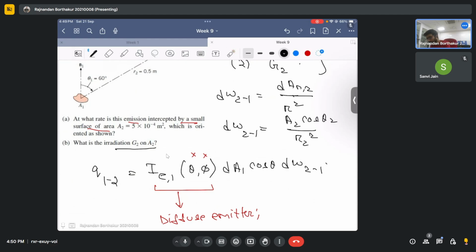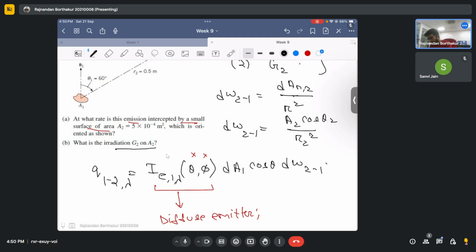It is more accurate to write it as q1 to 2 lambda, and this just becomes I lambda. But remember, if we are not writing lambda, we are considering that this is true for a given wavelength. That's why we are not writing lambda in this case. But it's more customary and a good practice to also define that this is true for a given wavelength lambda.